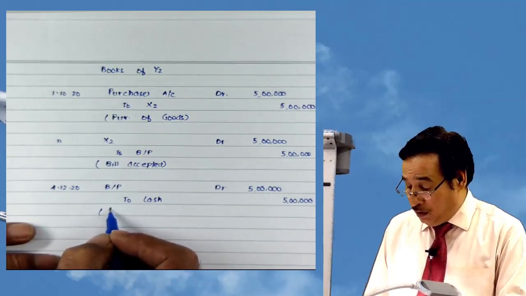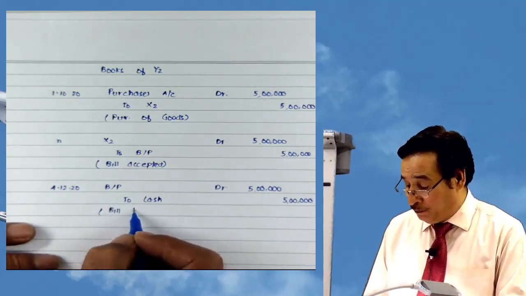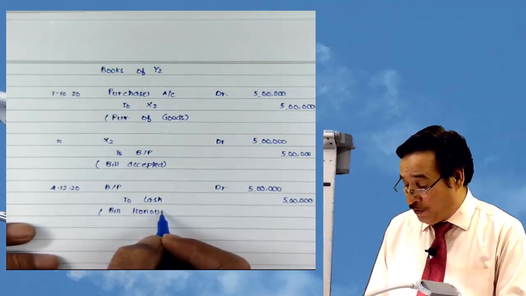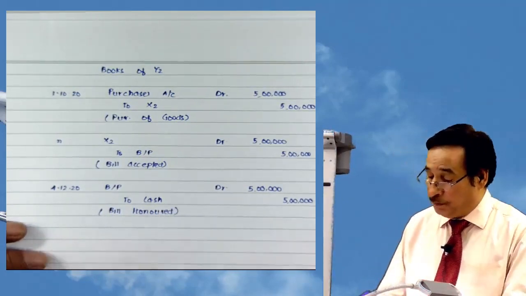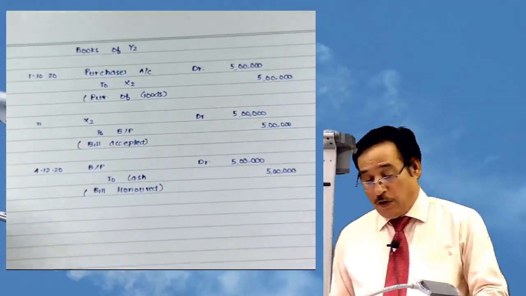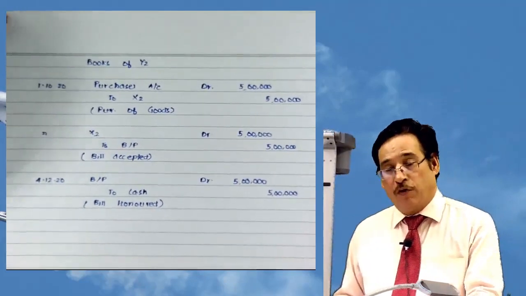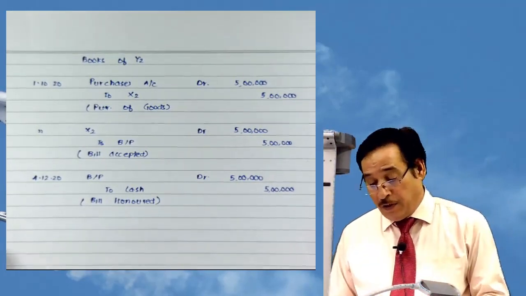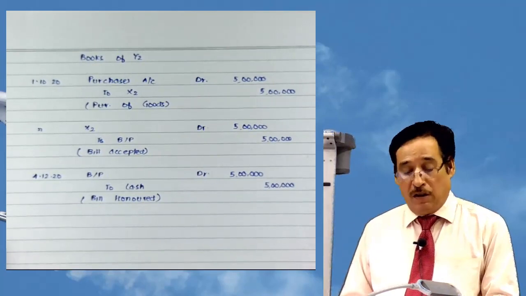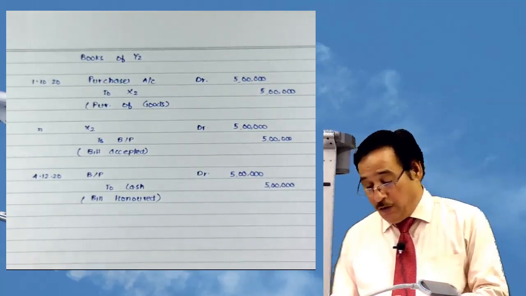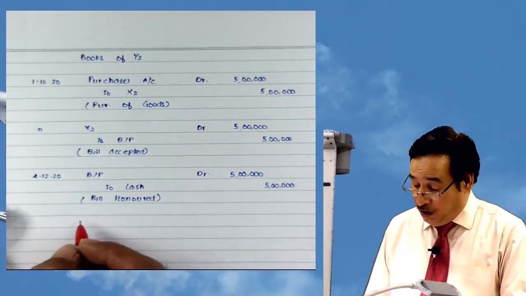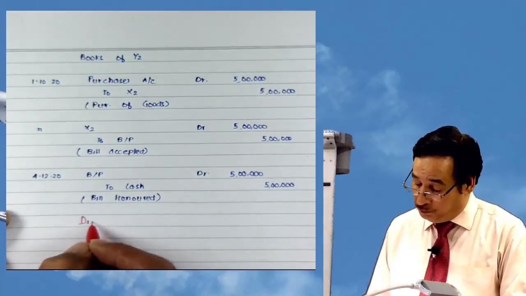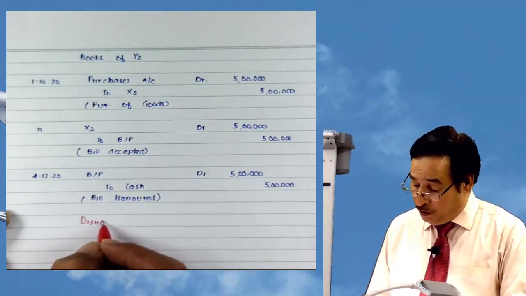Bill honored. So these are the four options which are available with the drawer. And we have seen the entries with respect to these four options when the bill is honored on the due date. But there is every possibility that the bill might not be honored. Then what would we do? So now, in the next accounting part, we are picking up dishonor of bill.